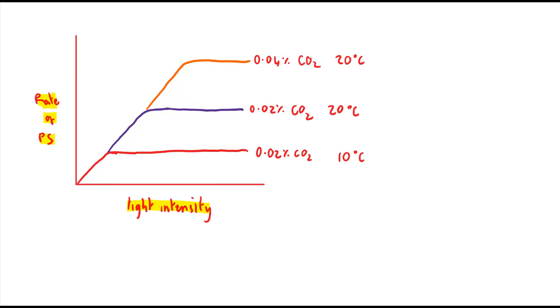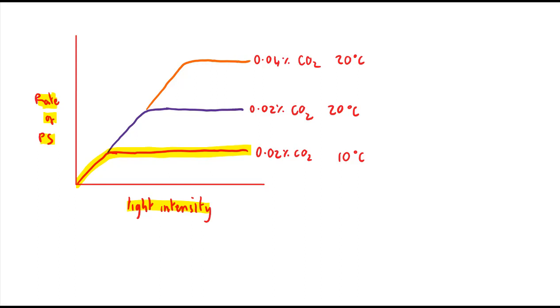Now, if we just focus on the very bottom curve here, what we can see is that as we increase the light intensity, the rate of photosynthesis increases until it begins to level off. Now, at this first one, so let's say the red curve that we've drawn is the first one. At this, we've got 0.02% carbon dioxide and 10 degrees C.